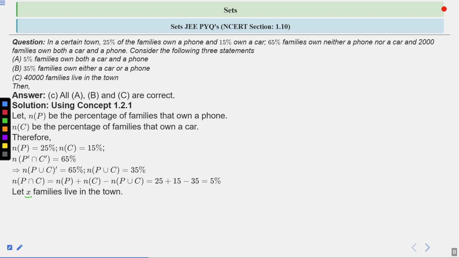Now let us assume that X families live in the town, and we are given that 2000 families own both a car as well as a phone. So we know that 5% of X must be 2000. So from this we can get X, or the population in the town, as 40,000. So we are getting C also true, A also true. Now 35% meaning owns either a car or a phone, meaning union. So as you can see, P union C is simply 35%. So all the three statements are true.